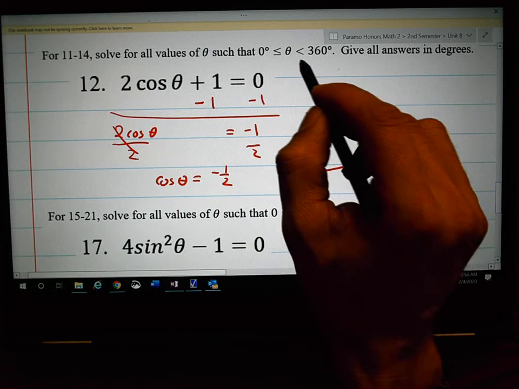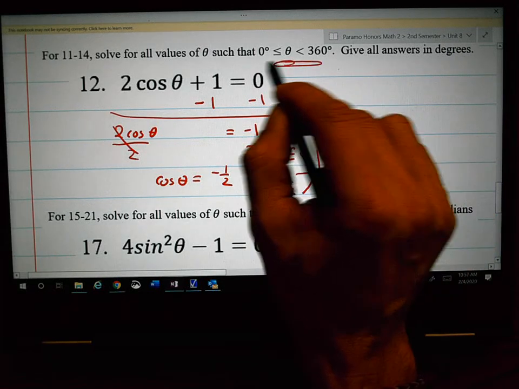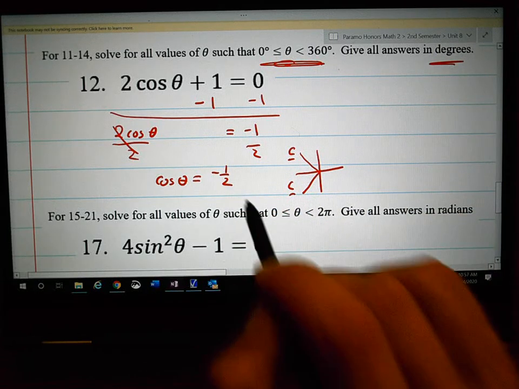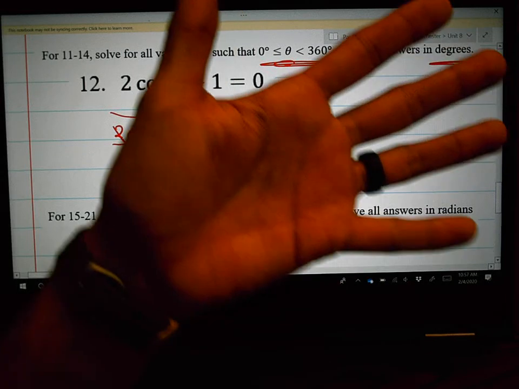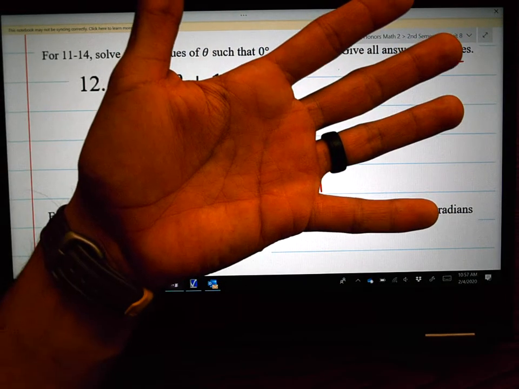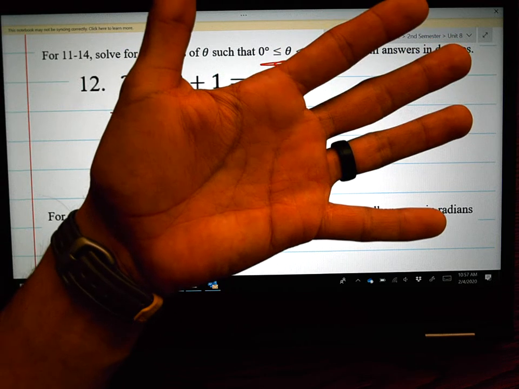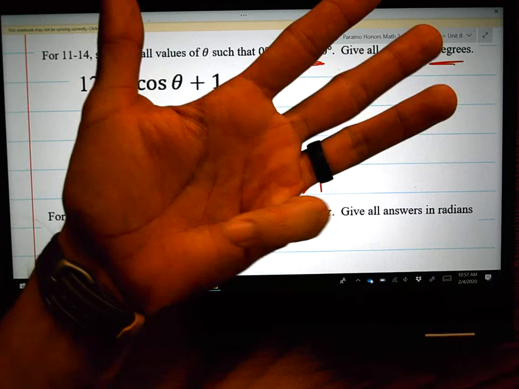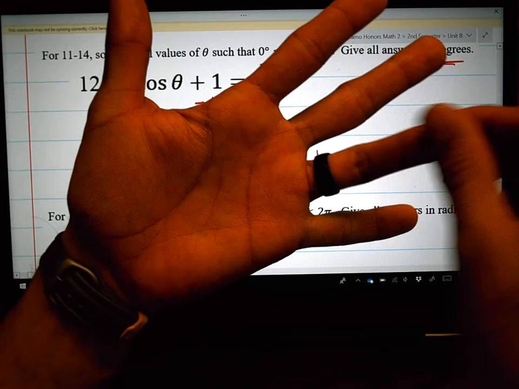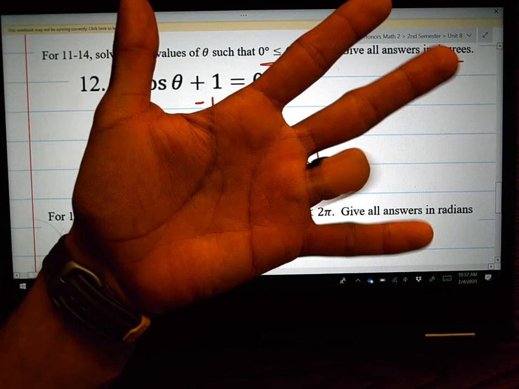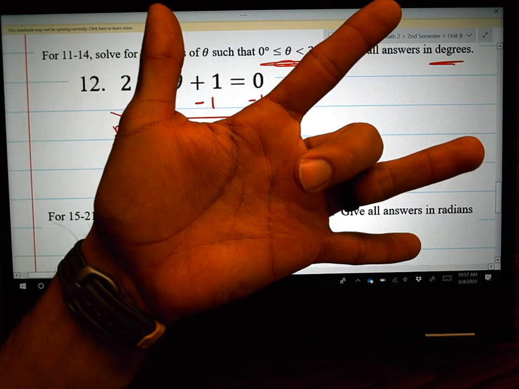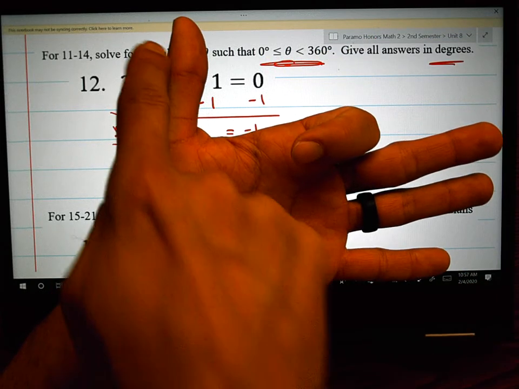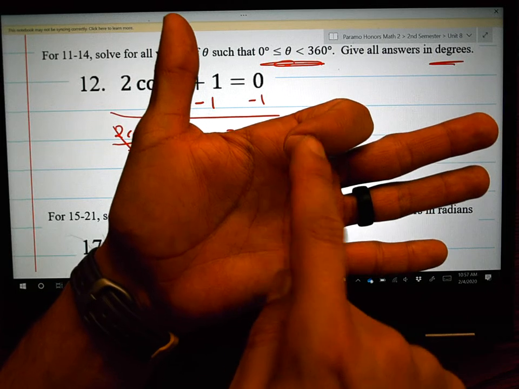I need a degree angle that has a cosine that has a -1/2. So I have to think in terms of degrees, and I have to think of a cosine that's on the unit circle. So of course I'm going to use the hand trick, right? That doesn't have a cosine of 1/2. That has a cosine of √3/2. That has a cosine of √2/2. This has a cosine of 1/2, right?